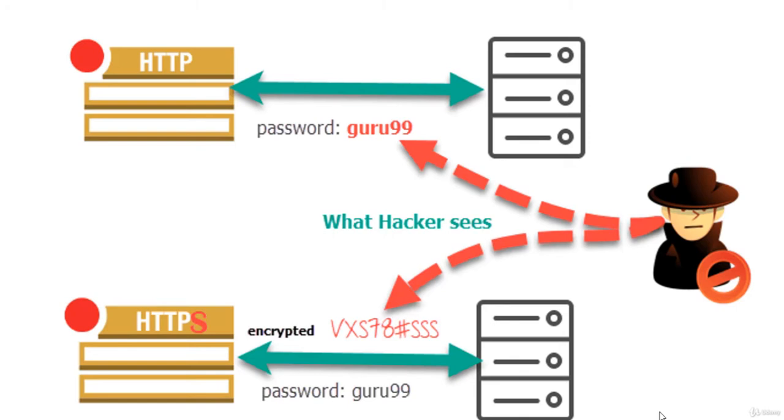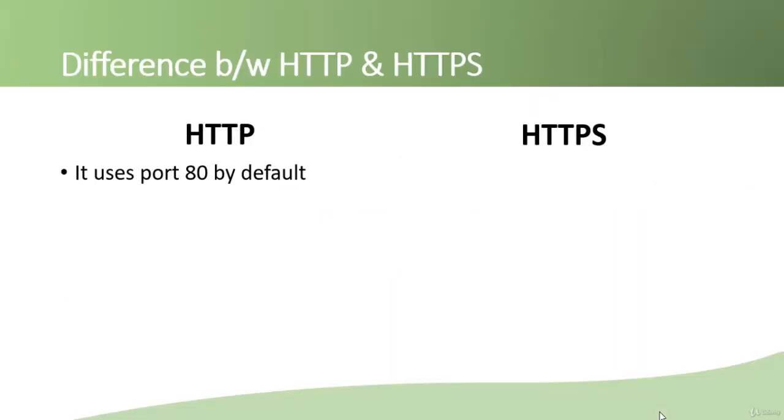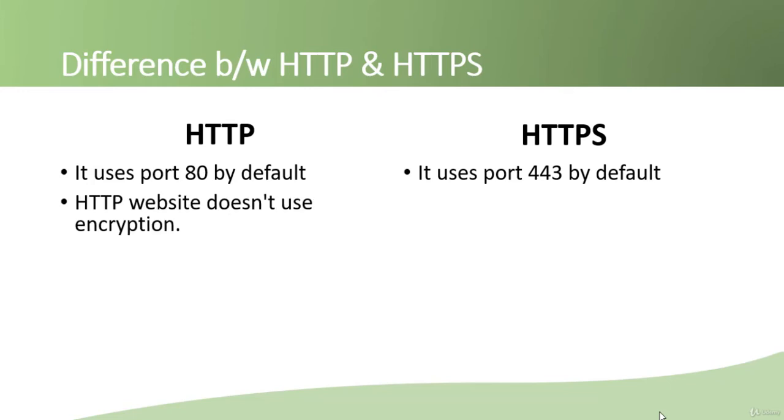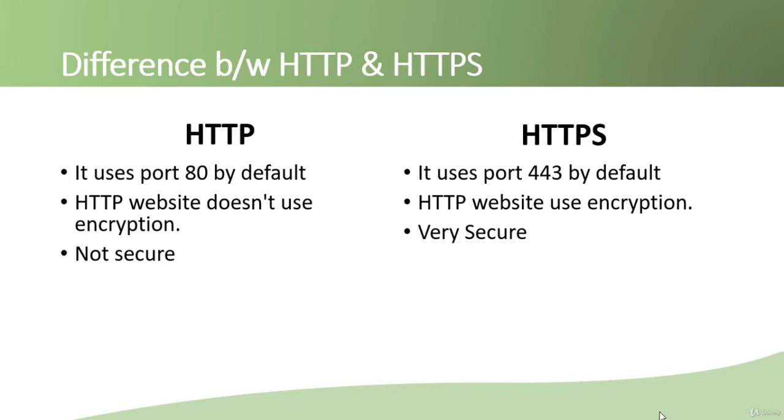Now let's discuss some key differences between these protocols. First of all, HTTP uses port number 80 by default and HTTPS uses port 443 by default. An HTTP website does not use encryption. As you can see in the previous slide, HTTP does not encrypt our data like passwords, but HTTPS uses encryption for our data and makes it more secure. Next, HTTP is definitely not a secure protocol, and HTTPS is a very secure protocol as it uses encryption to protect our data from hackers.